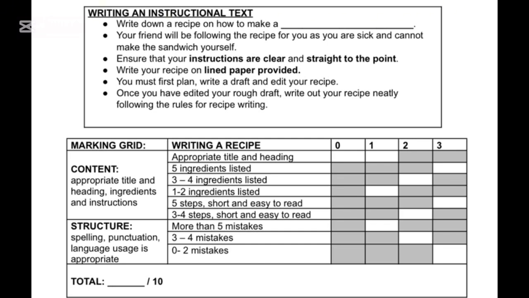Take a pencil. Look at appropriate title and heading. Check, do I have an appropriate title and heading? You tick it off. How many ingredients do I have? Does the teacher require 5 ingredients, 2, 3, or 1? And then you check. How many steps did I write? How many steps does the teacher want you to write? Is the teacher looking for 7 steps, 6 steps, 8 steps? And then you tick. Alright, then also you need to look at your grammar, your punctuation. Make sure everything is on point.